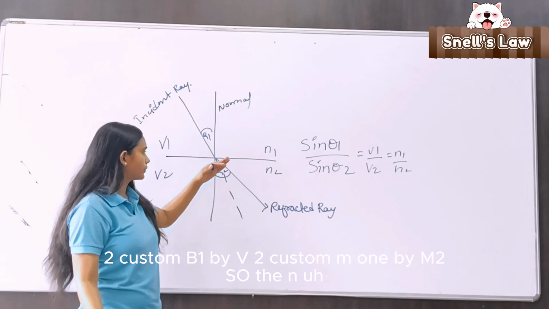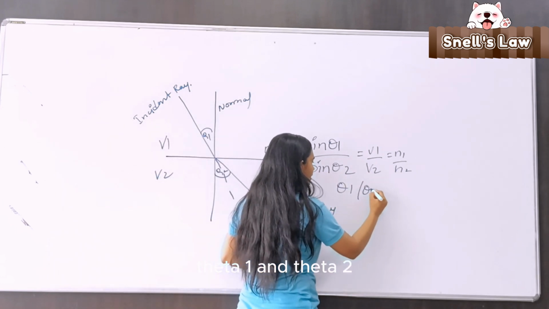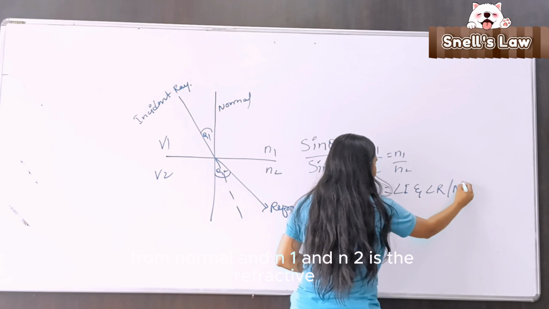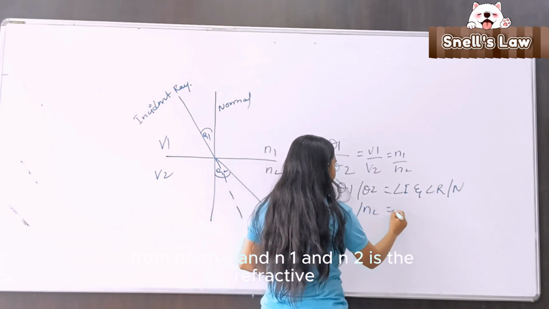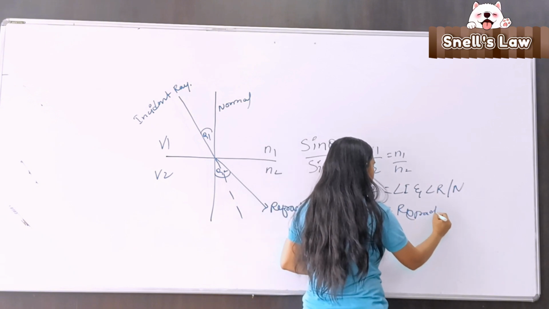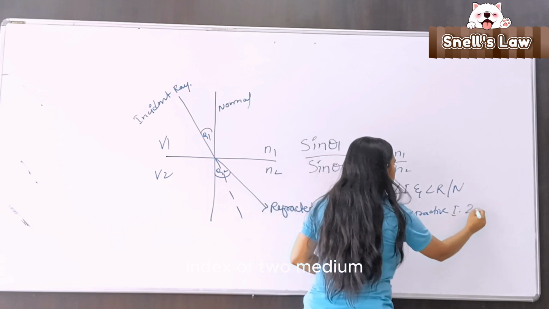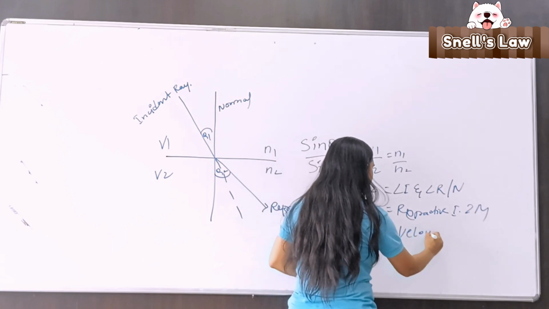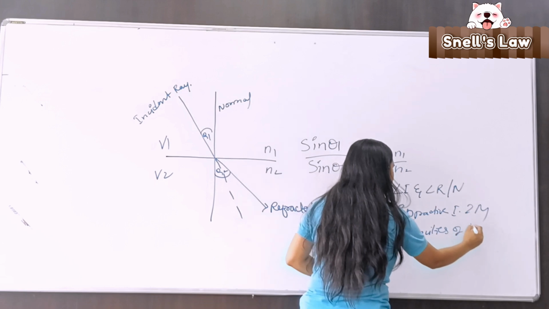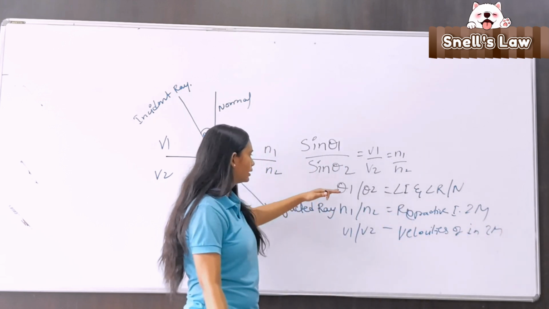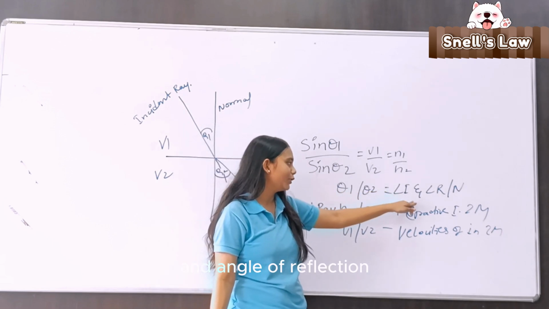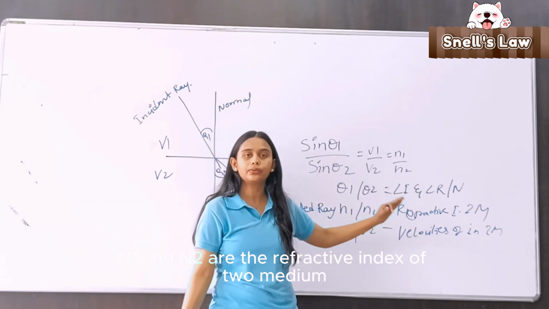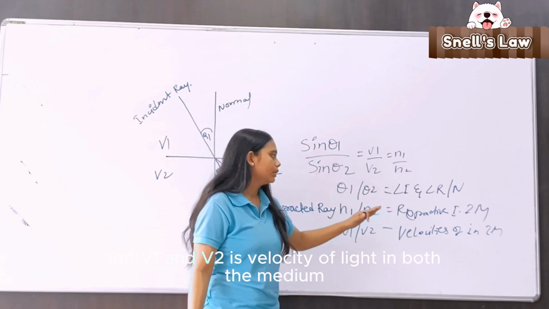Theta 1 and theta 2 are the angle of incidence and angle of refraction from the normal, n1 and n2 are the refractive indices of the two media, and v1 and v2 are the velocities of light in the two media.